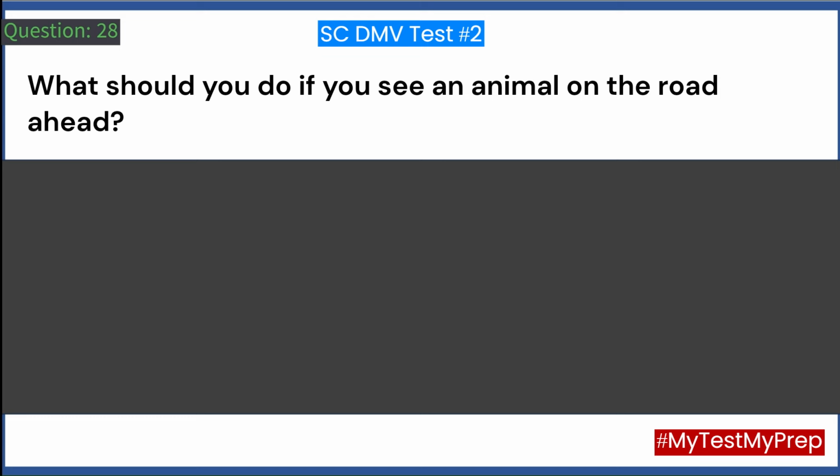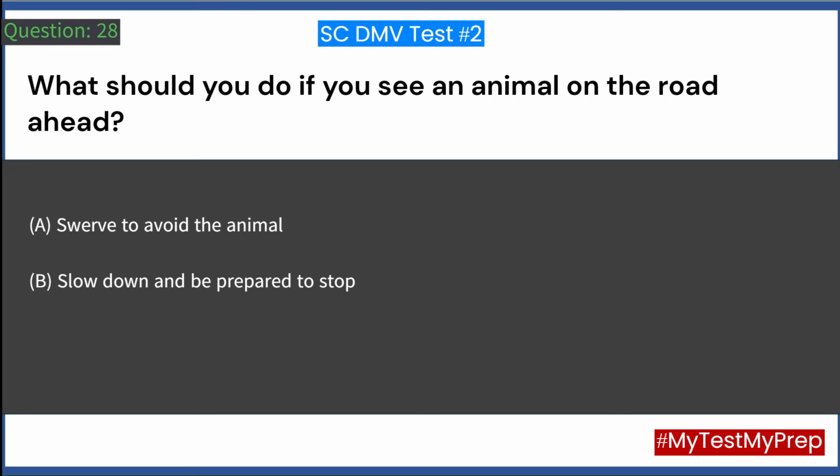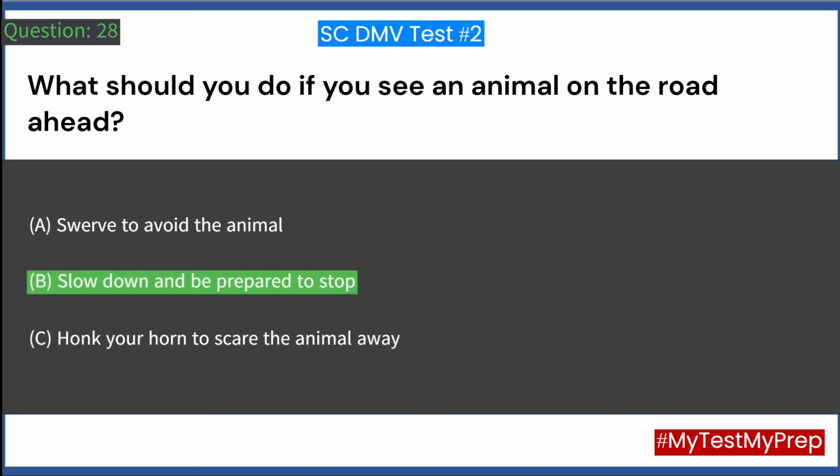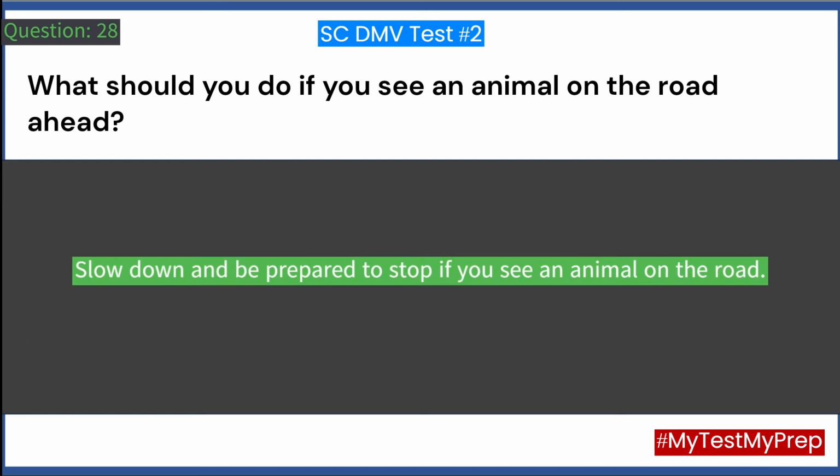What should you do if you see an animal on the road ahead? A. Swerve to avoid the animal. B. Slow down and be prepared to stop. C. Honk your horn to scare the animal away. Answer, B. Slow down and be prepared to stop if you see an animal on the road.